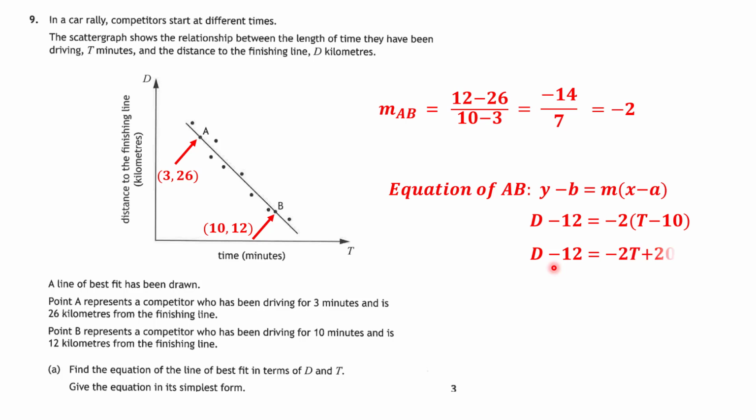So we get d take away 2 is negative 2t plus 20. Don't forget a negative times a negative is a positive. And now we want to tidy this up and say d is going to equal then, how do I get 32? Well, this negative 12 goes over and becomes a positive 12. 12 and 20 makes 32, and then you've got take away 2t. And that's the equation. That's worth 3 marks.